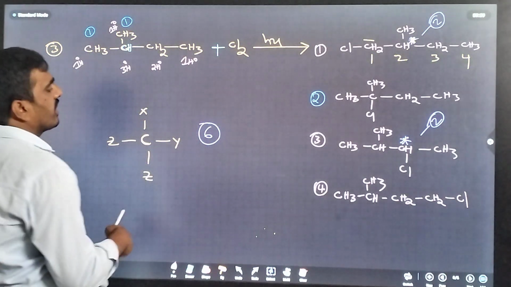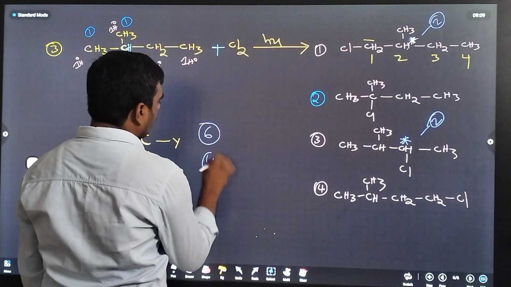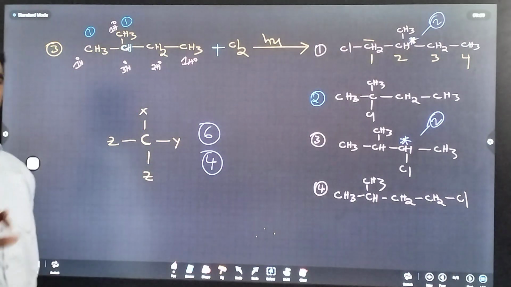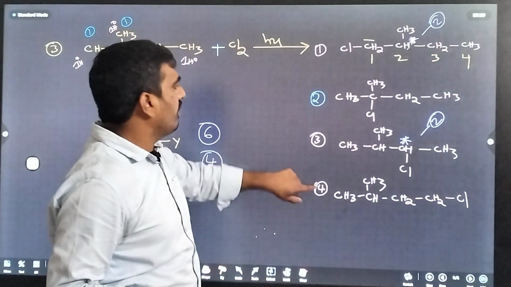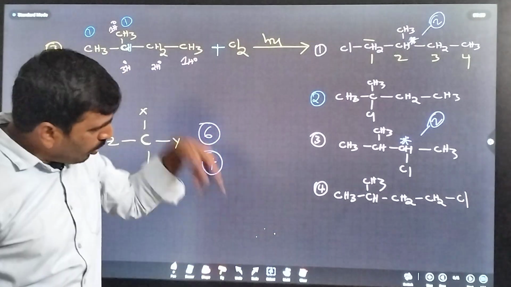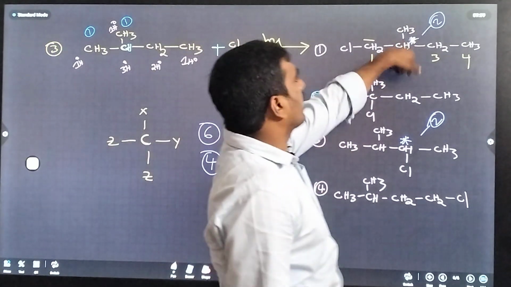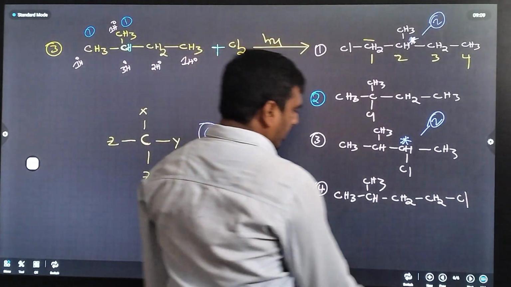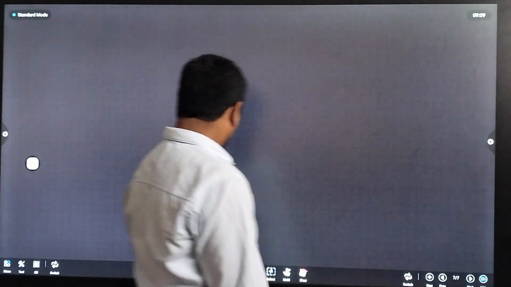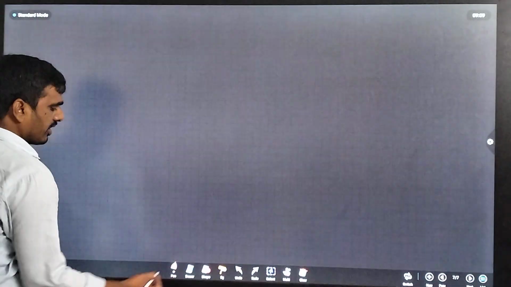Only the structural isomers are 4. 1, 2, 3, 4 structural isomers. Including the stereoisomers, we consider the chiral centers. So I can take one more example.